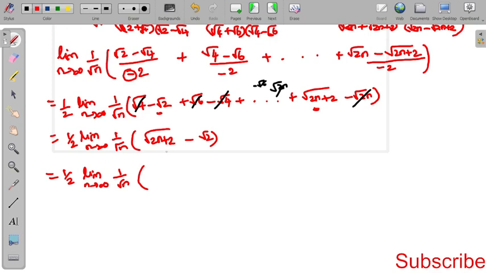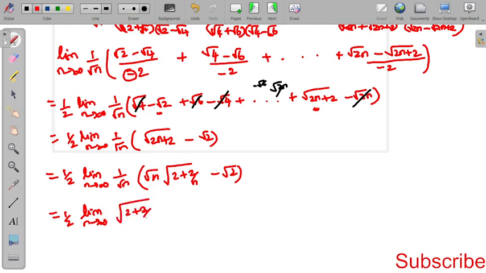You can take a root n outside, that is n outside the root, so that you get root n into root of 2 plus 2 by n minus root 2. Now which is equal to 1 by 2 limit n tends to infinity. Multiply this root n with the first term, so that root n gets cancelled. So that 2 divided by 2 plus 2 by n minus, multiply this with this term, so that root 2 divided by root n. So that is equal to 1 by 2 limit n tends to infinity.